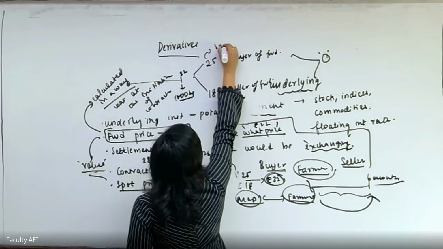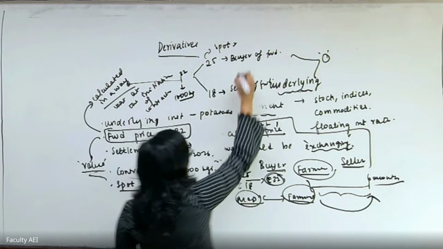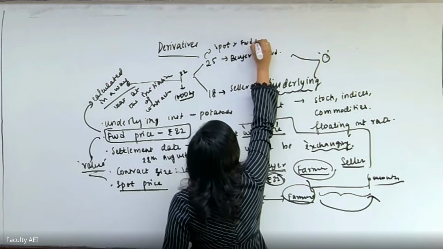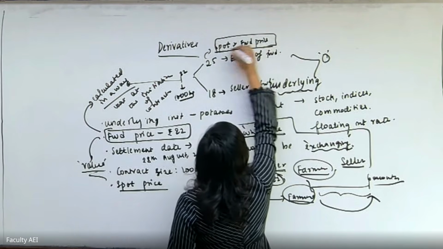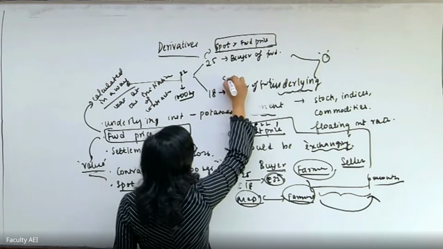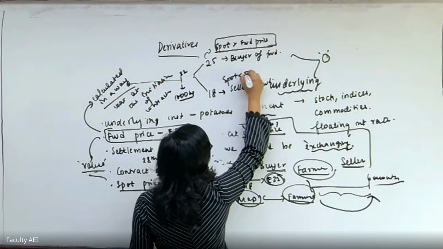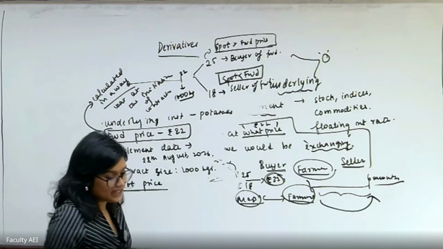So if the spot price is greater than the forward contract price, then who benefits? The buyer of the contract benefits, McDonald's benefits. And if the spot price is less than the forward price, then the seller of the contract benefits.